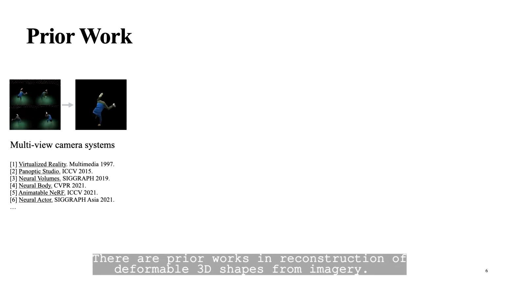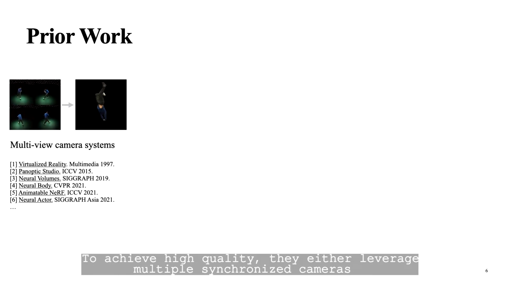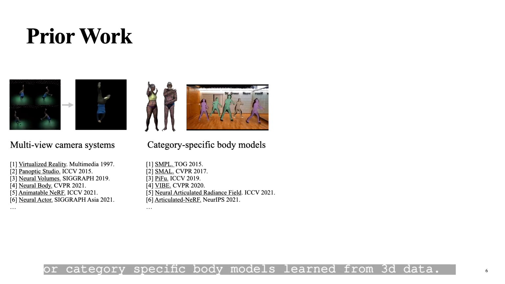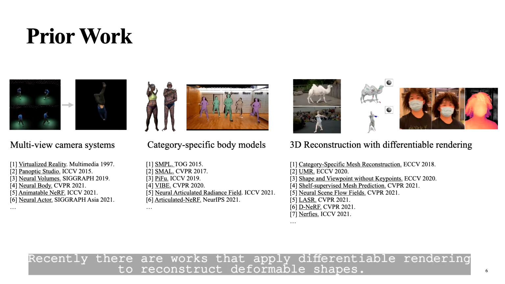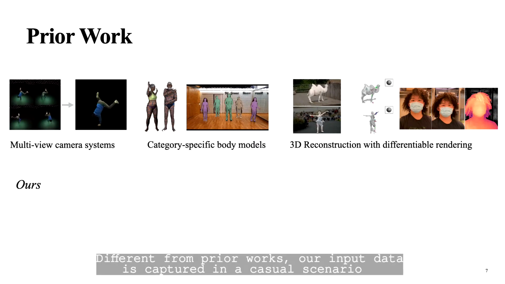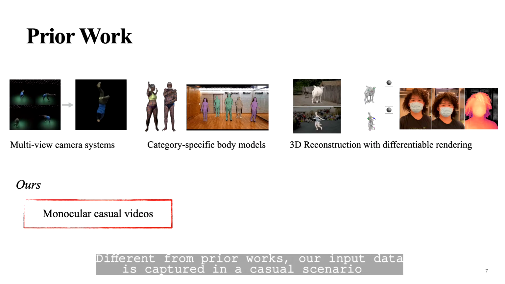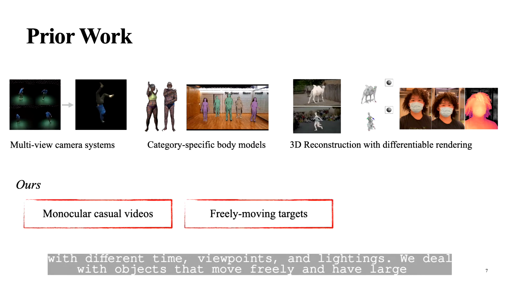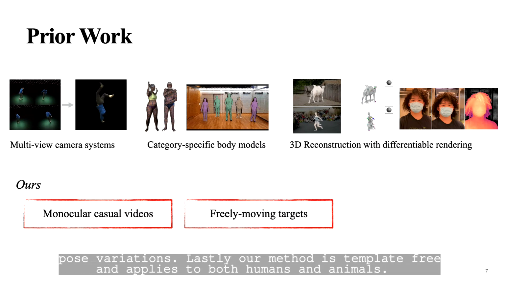There are prior works in reconstruction of deformable 3D shapes from imagery. To achieve high quality, they either leverage multiple synchronized cameras or category-specific body models learned from 3D data. Recently, there are works that apply differentiable rendering to reconstruct deformable shapes. Different from prior works, our input data is captured in a casual scenario with different time, viewpoints, and lightings. We deal with objects that move freely and have large pose variations. Lastly, our method is template-free and applies to both humans and animals.